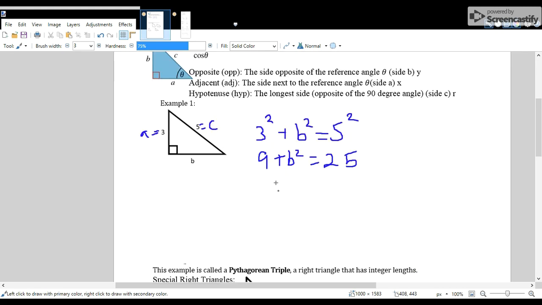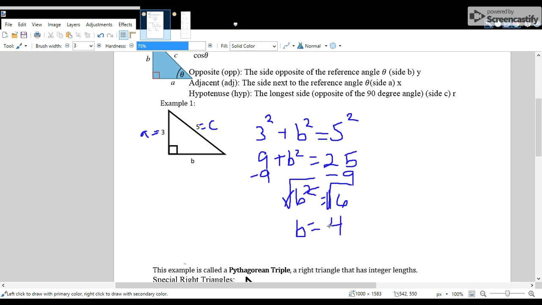From here, we want everything on one side except for the b. We're isolating it, so let's subtract 9 from each side. So we have 16 equals b squared. Now to get this, we're going to take the square root of each side, and the square cancels out. b equals 4.